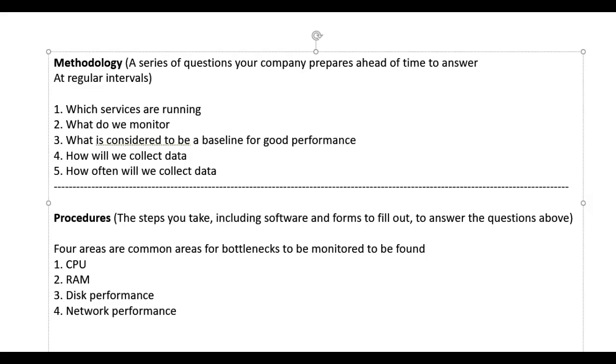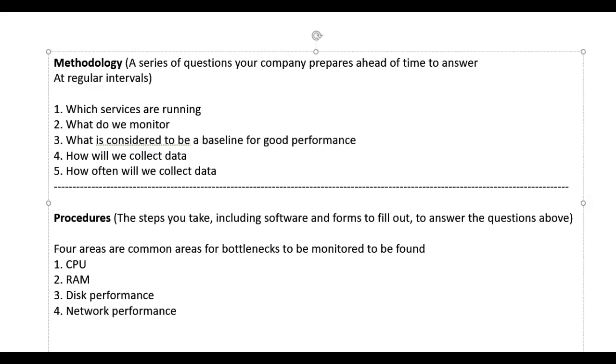Now, these are just a sampling of questions. These are not all of the questions. But things like, which services are running on my servers? What are we going to monitor? What's considered to be a baseline? How are we going to collect the data? How often are we going to collect the data? All of these things are systematic questions about your servers that you are going to answer on some regular basis, and they need to be put on paper in stone somewhere.